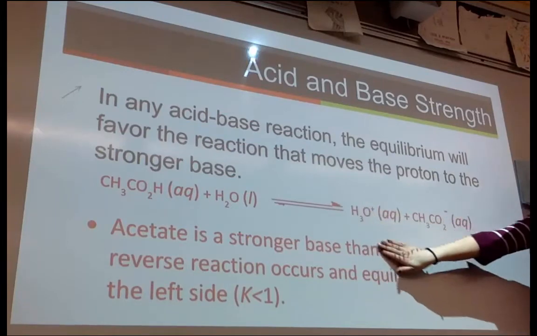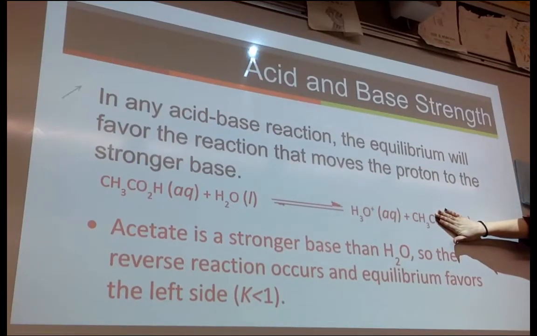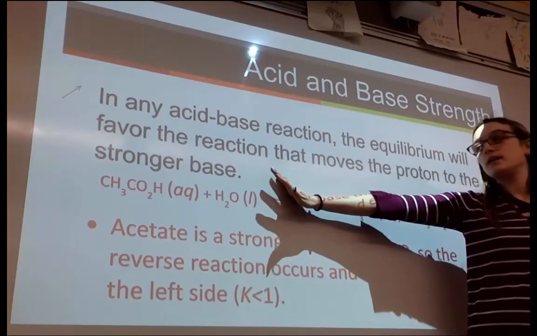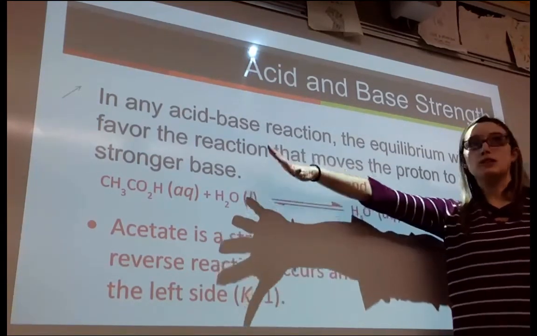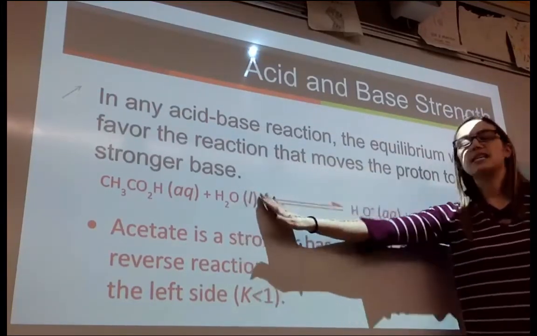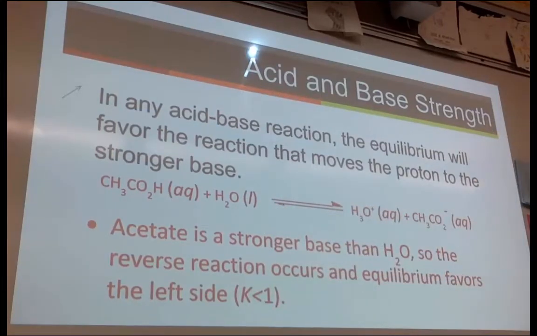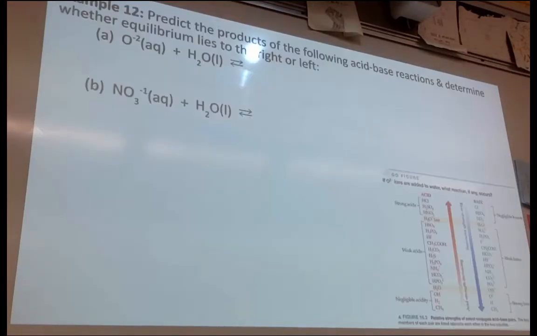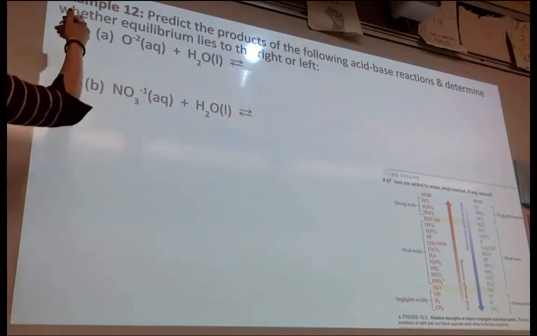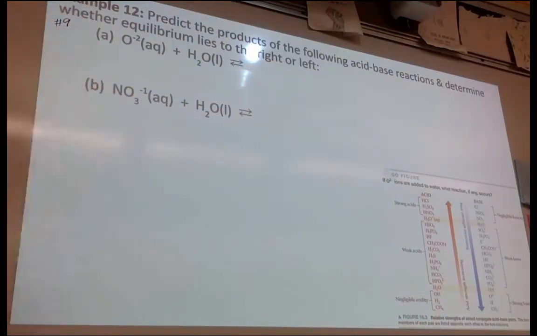That means that H3O plus is transferring its proton. These act as the reactants, so the reverse reaction occurs. So we would say equilibrium lies to the left. The arrow would point to the left. These act as the reactants. These act as the products. But it's always about what's your stronger acid and base. So example 12 is like number 9 of Mastering. Again, I think it's very similar to the question on Mastering.